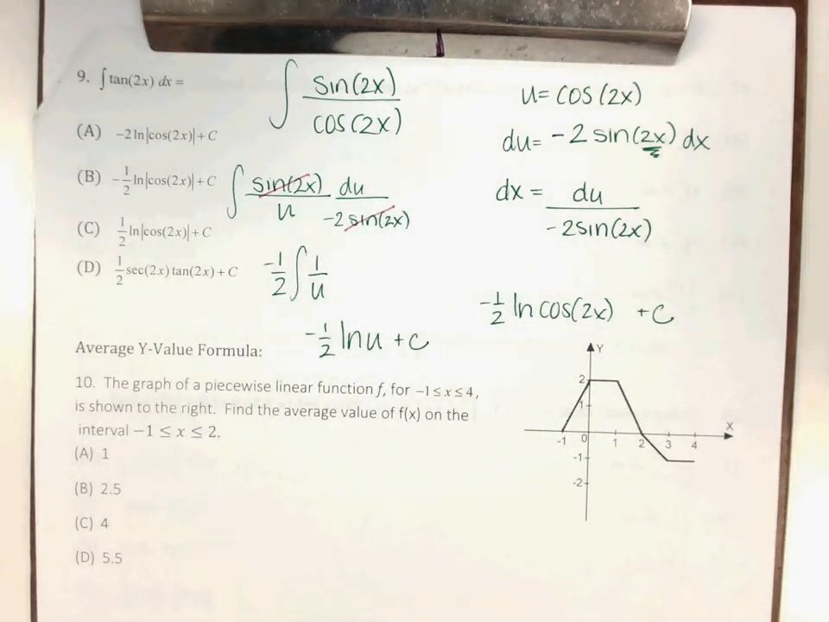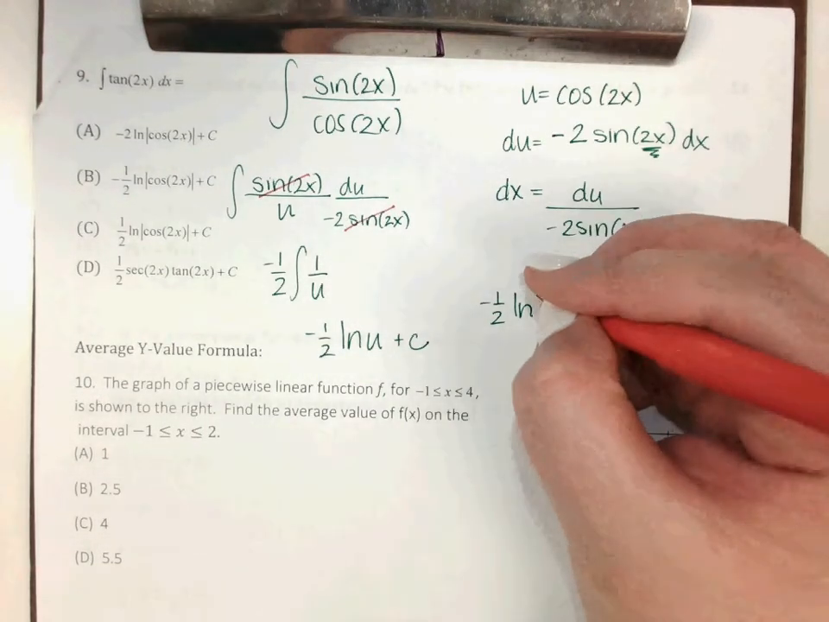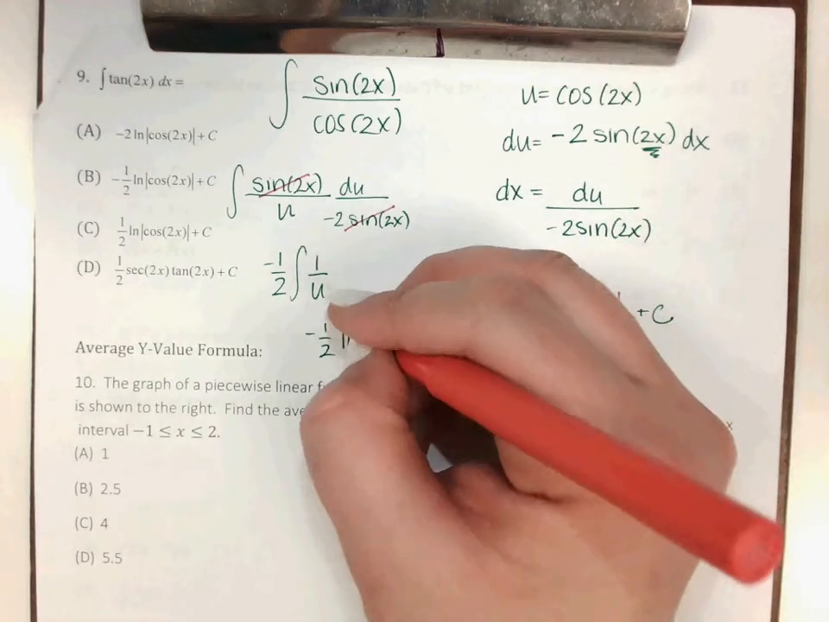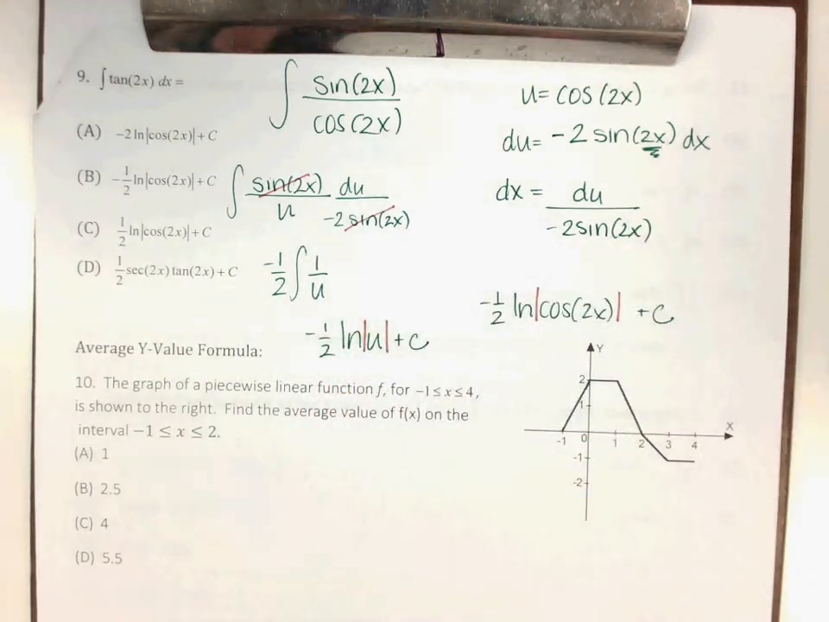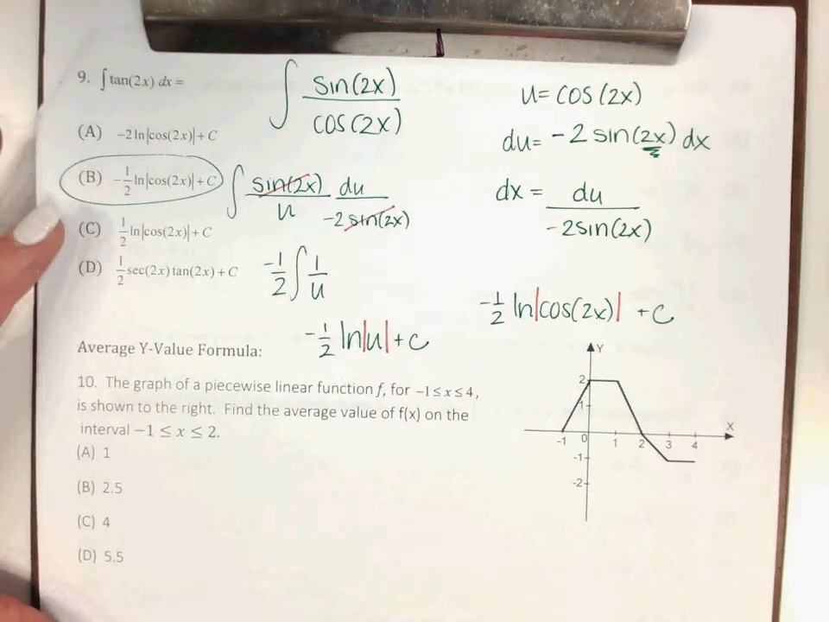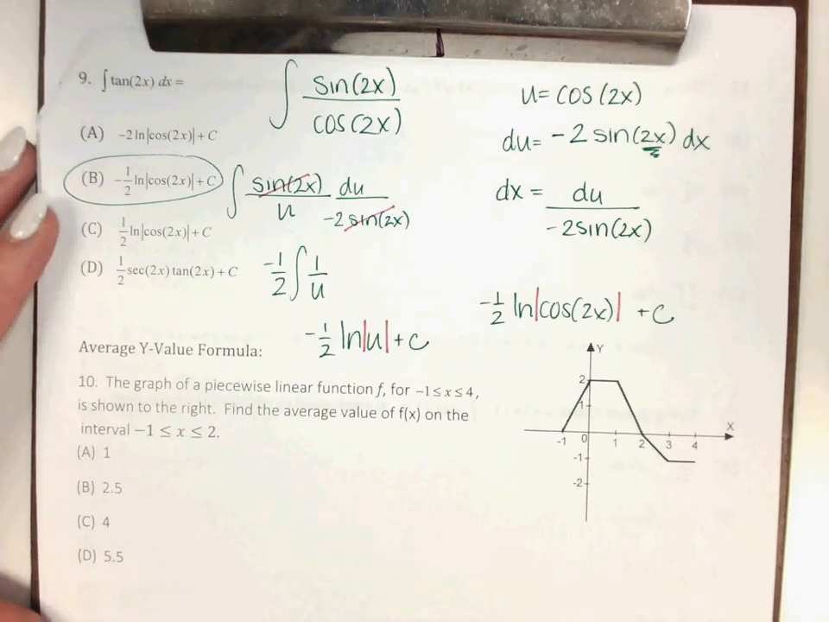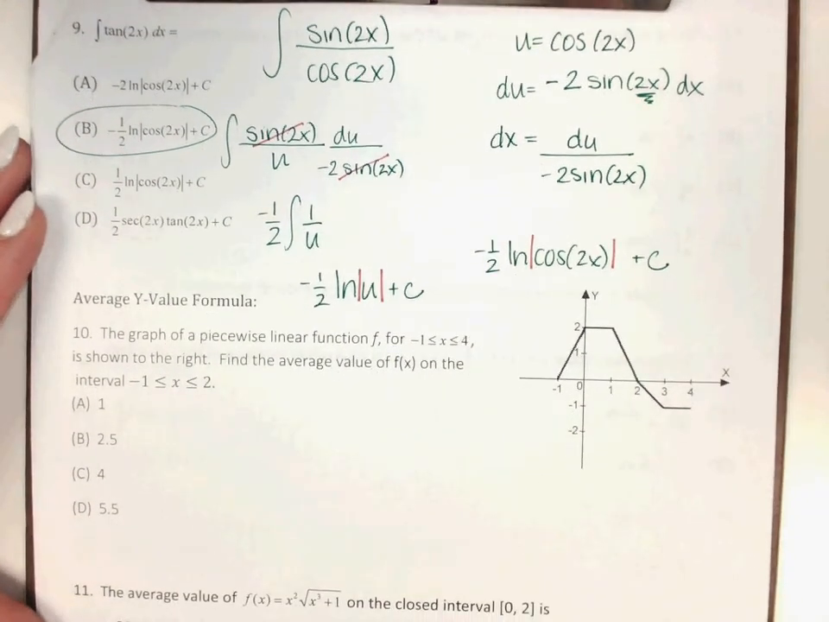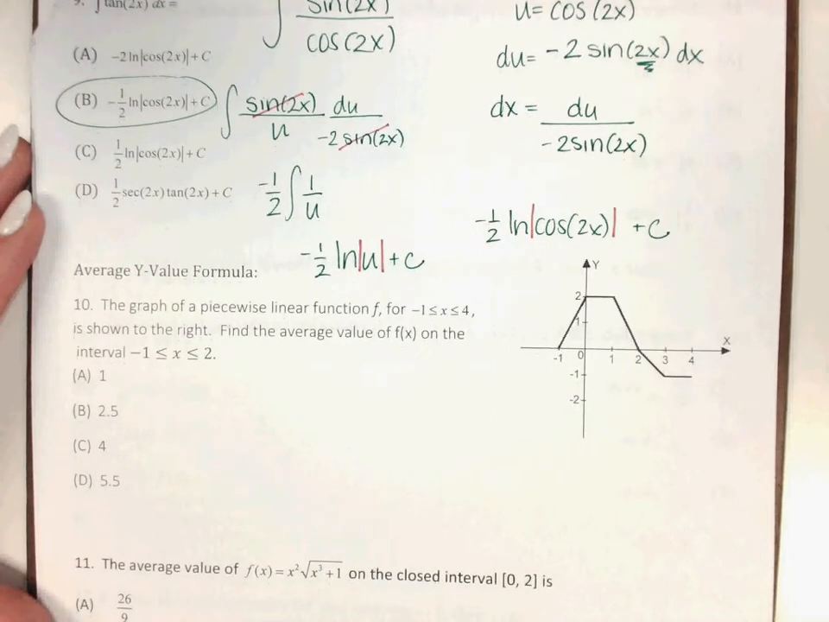Now, don't forget also, I was lazy and forgot to put it, but you should have absolute value bars, which means which answer am I choosing? B, yep. Make sense?